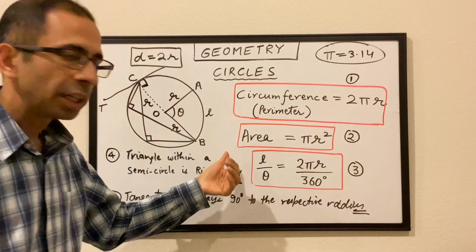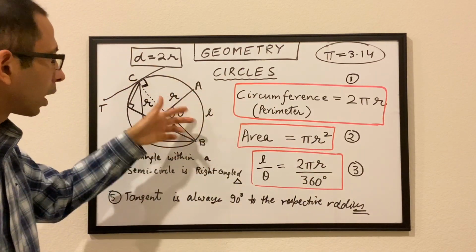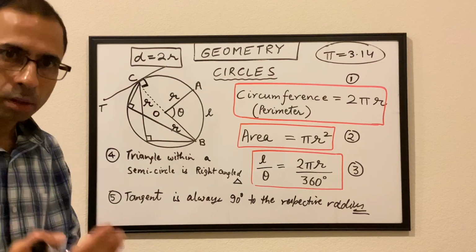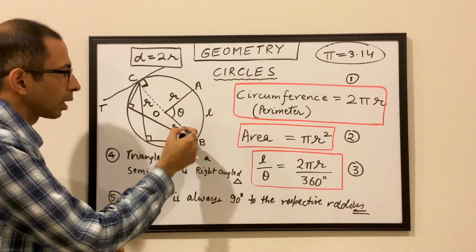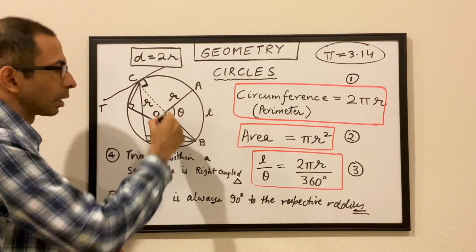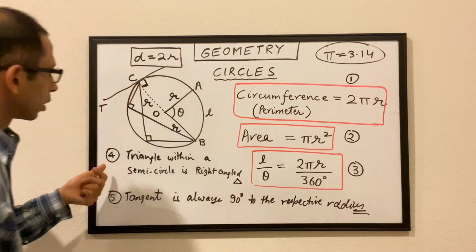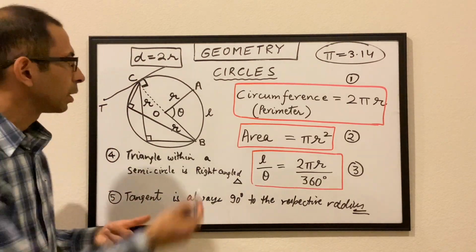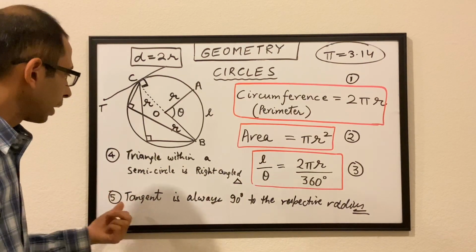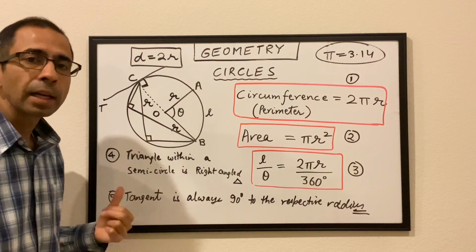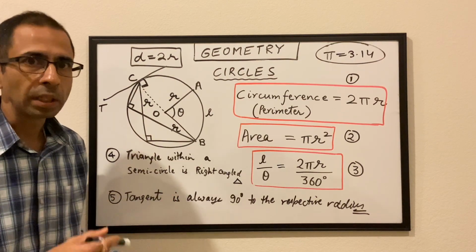Just to quickly reiterate, point number one, the circumference or perimeter is 2 pi r. The area of the circle is pi r square. The ratio of the length of the arc to the central angle goes in the same proportion, right? So partial length, partial angle, full length, full angle. So L over theta is equal to 2 pi r over 360 degrees. The fourth point is that any triangle within a semicircle is always a 90-degree triangle or a right angle triangle. And the fifth point is that any tangent is always 90 degrees or perpendicular to the respective radius.